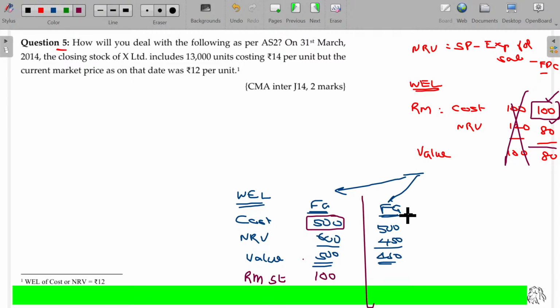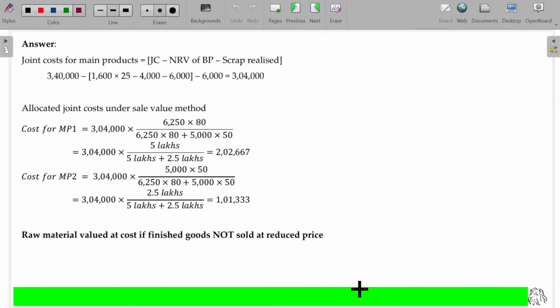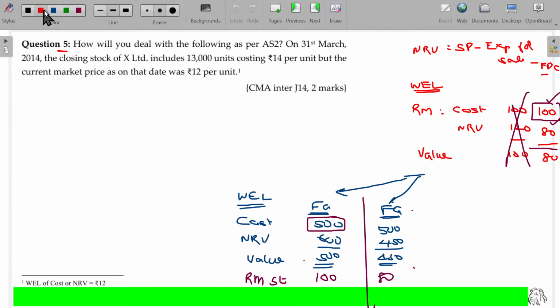But in scenario 2, finished goods value is lesser. Then what about the raw material value? Then you have to take whichever is lower, 80 will be taken. This is the logic you have to understand. Raw material is valued at cost if finished goods are not sold at reduced price. If the sale price of the finished goods remains the same, you need not undervalue the raw material. You can show the raw material value at its own cost. You need not adjust for the NRV. That's the logic. Let's now try to solve this illustration.